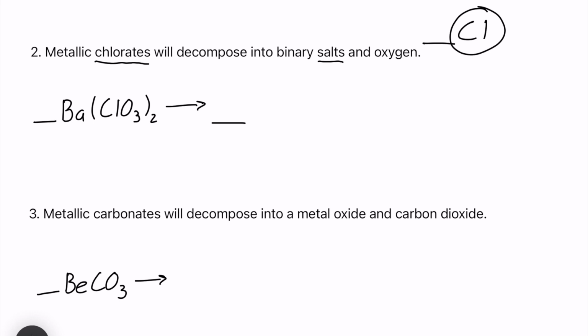So we already know that our salt in this case is going to be BaCl2. And whatever is left over, for this rule, is just going to be oxygen, so O2 there. Let's balance this out really quick. We're going to have a 1 in front of barium chlorate, a 1 in front of BaCl2, and let's try a 3 in front of O2, and that looks good to me.